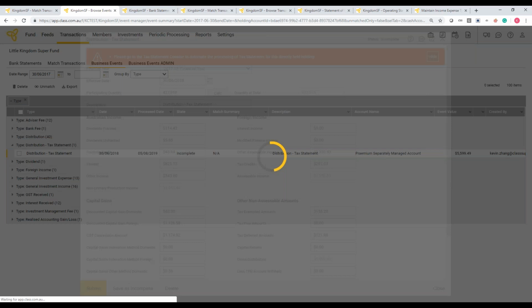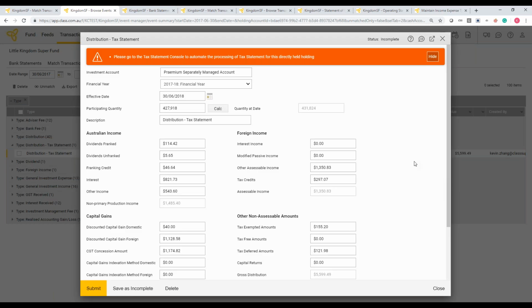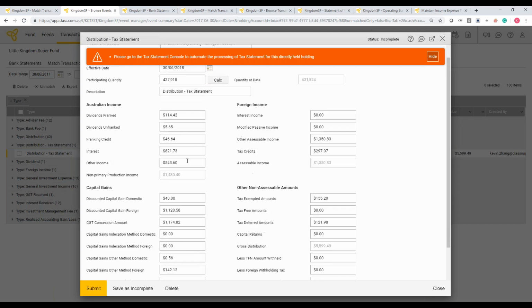Now, how do you find that information? Distribution tax statement information is also in the tax statement handouts. It's on page 10. I'll quickly show you a breakdown. What I did is, interest received 821.73, you report here. You got dividend franked, and franking credits 46.64. Interest income. So you basically go along the table to enter that information.